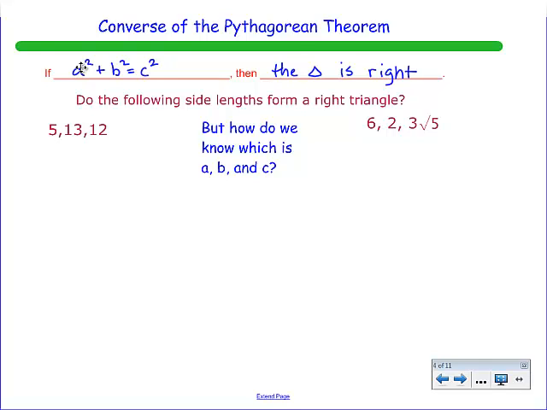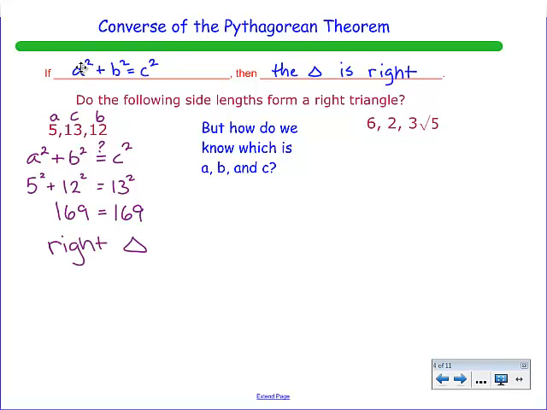Well, first the question is, how do we know which is A, B, or C? C is always the hypotenuse, so it should always be the long side. So in this case, 13 is C. Does it matter what I make A and B? No, because they're both legs. So 5 would be A and 12 would be B. So if I use my Pythagorean theorem, is A squared plus B squared equal to C squared? Well, is 5 squared plus 12 squared equal to 13 squared? Hopefully you recognize that this is a Pythagorean triple, and we do get 169 equals 169, so this is a right triangle.